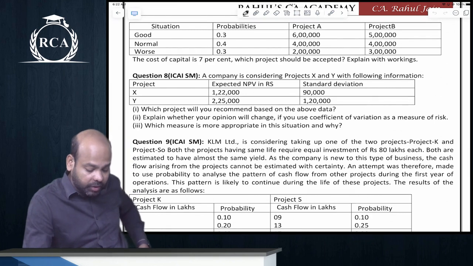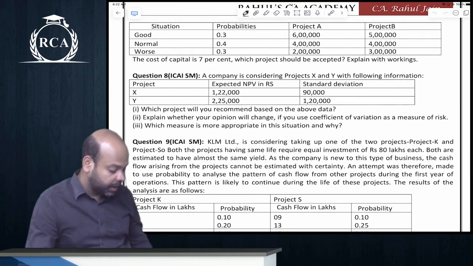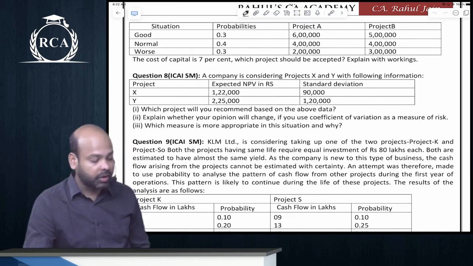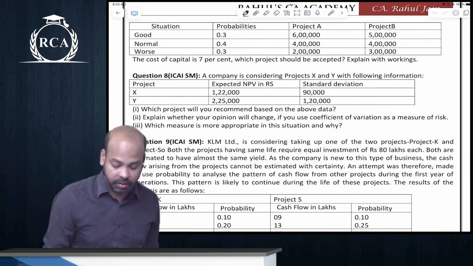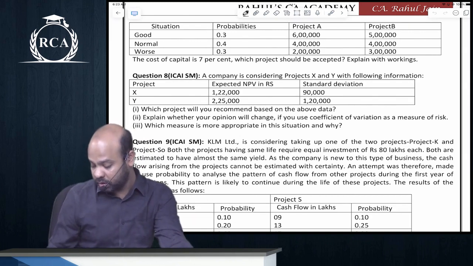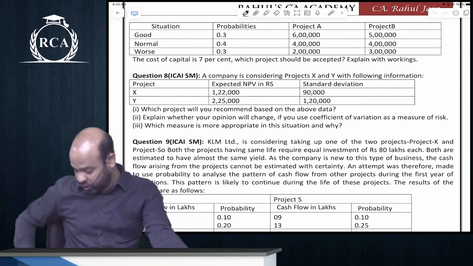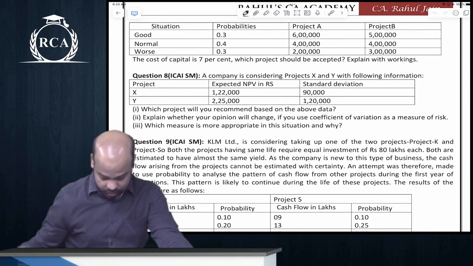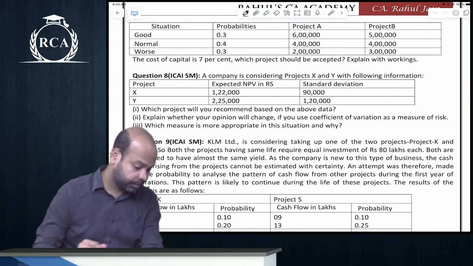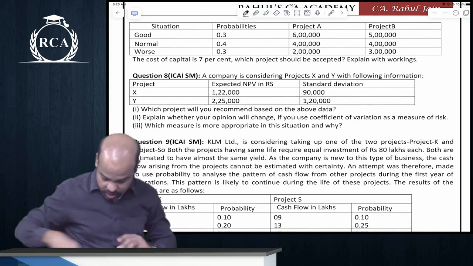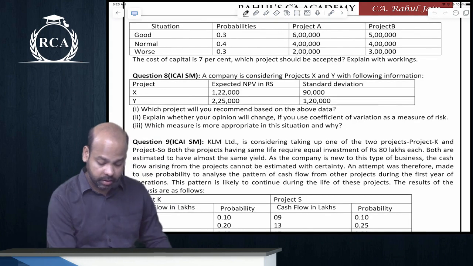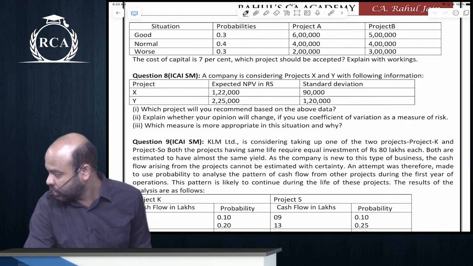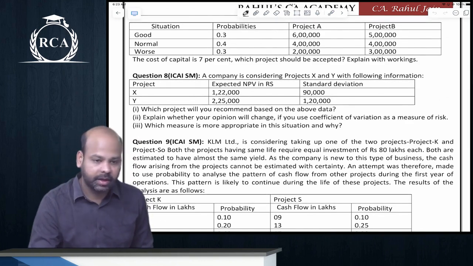On the first bit, if decision is taken only on the basis of NPV, project Y should be selected.